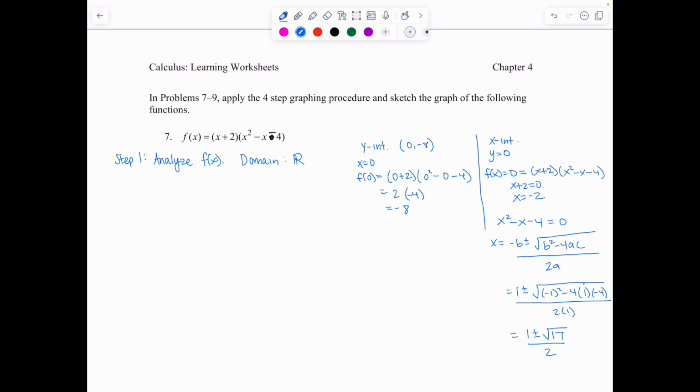Okay, so our x-intercepts, we have (negative 2, 0), we have (1 plus root 17 over 2, 0) and (1 minus root 17 over 2, 0). So we've gathered our domain, our y-intercept, and our x-intercepts here.